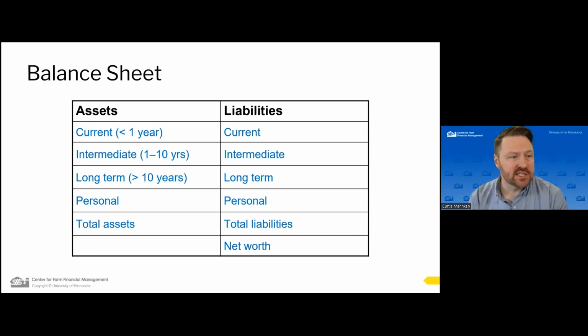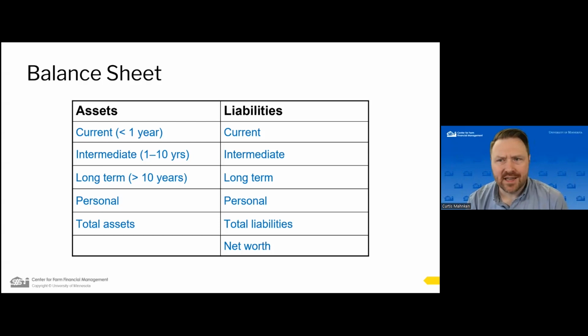And if you've never seen this before, quite a few of you have probably had to do one of these at some point. But the way that we outline a balance sheet in agriculture, from how we see it, is that we have assets on the left, liabilities on the right. And then under each of those, we then break them up into current, intermediate, and long-term categories for both of them. Current, from an asset side, that's anything that you own that has a useful life, if I pull out the economist terms, of less than 1 year.